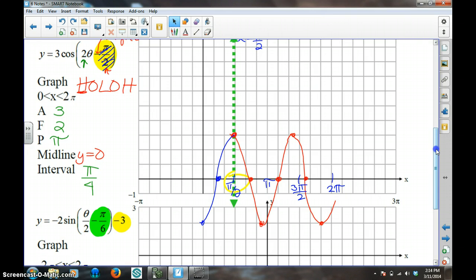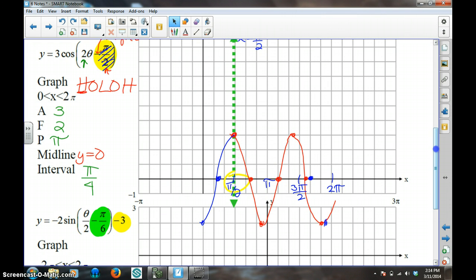And this is what that graph would look like if you checked it on your grapher. I feel like I counted wrong here. Box and a half, box and a half. This one should have been here. And then this one would have been here.